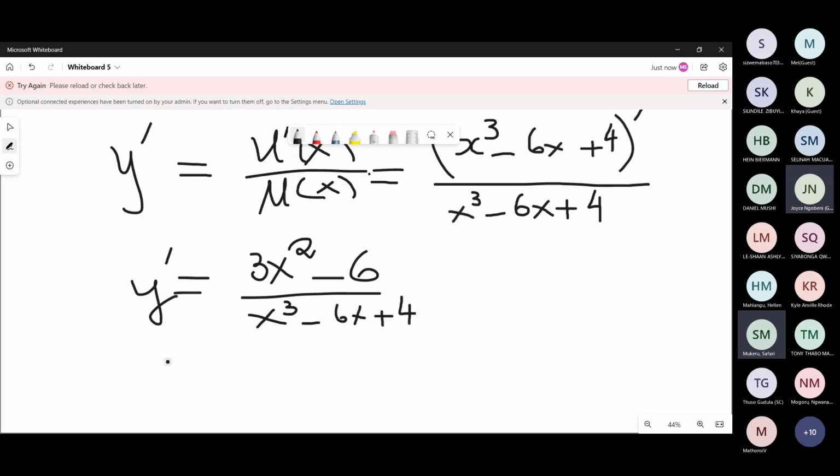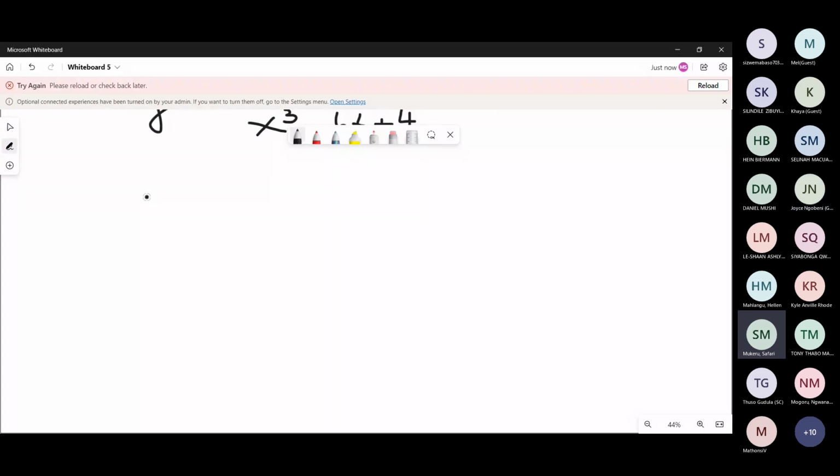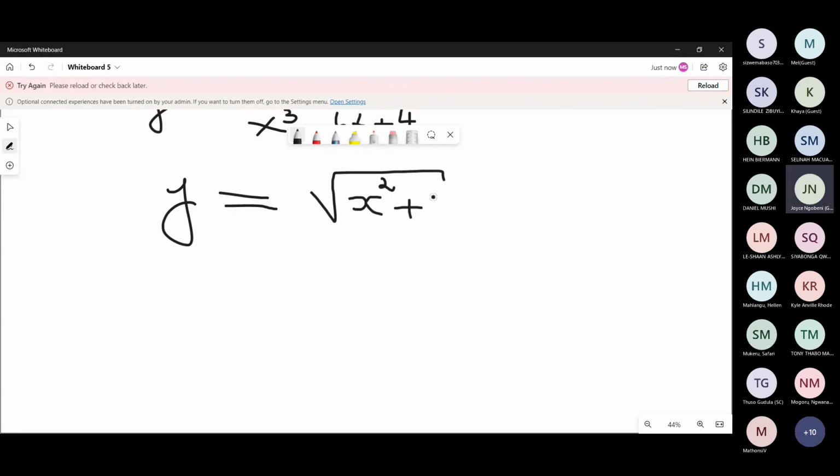I'm on page 65. Let me give you this exercise. Let's take y equals the square root of x squared plus 12. And we just need to find the derivative of y. How do you proceed then to find this?